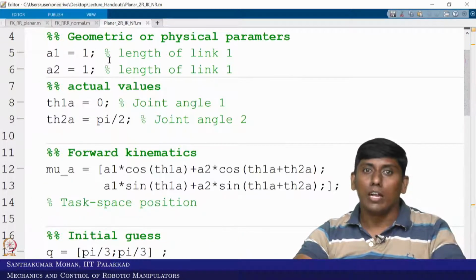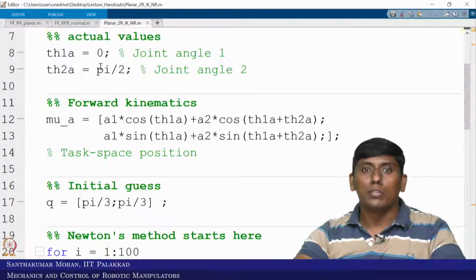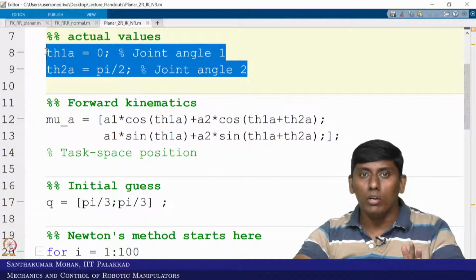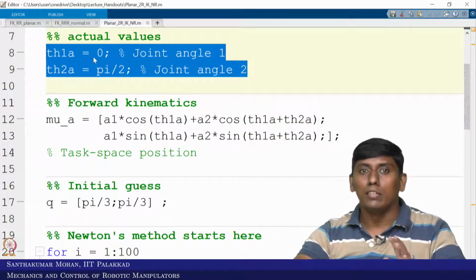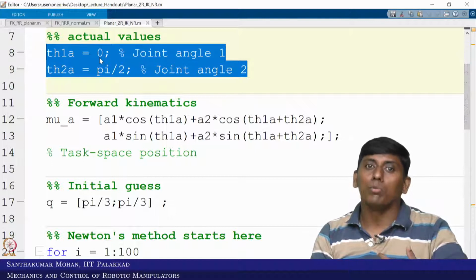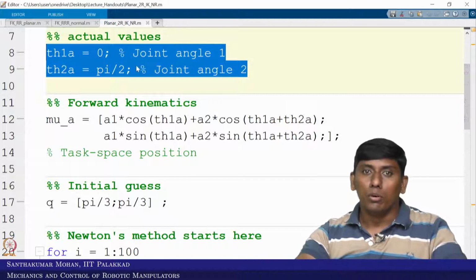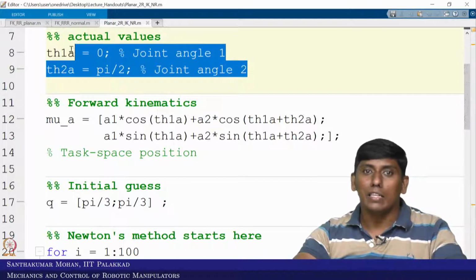Now, as we have seen in the lecture, L1 and L2 are 1 unit each. The same thing we are taking. Again, I am taking one given point. In actuality we do not know this, but for finding the mu value I am assuming that this is the actual angle. I am taking theta 1 as 0 and theta 2 as 90, and whatever the mu is, I am assuming it as the given mu value. So, in the sense, this is not really available to us.